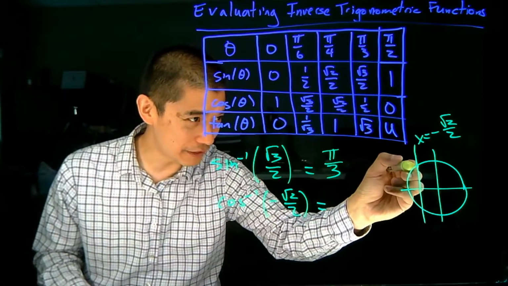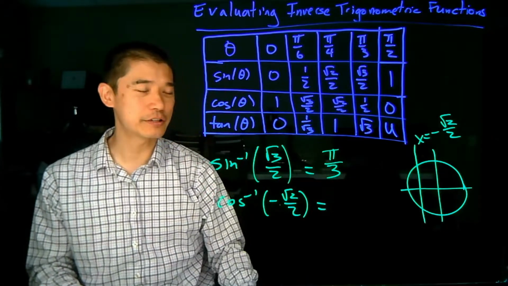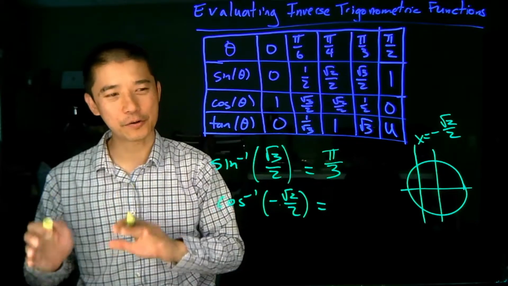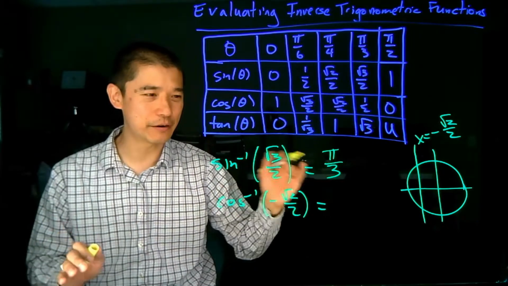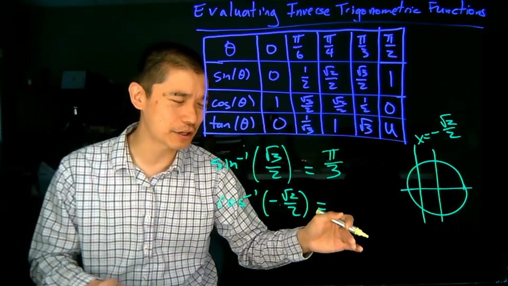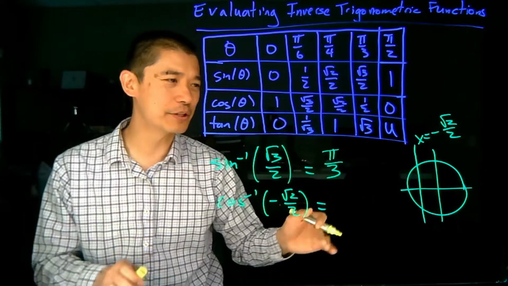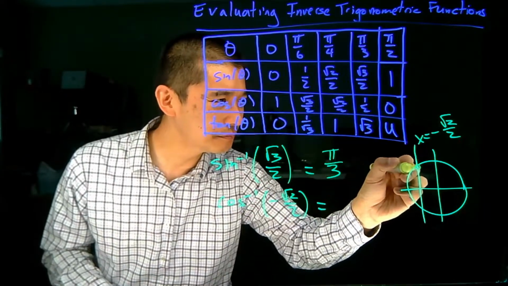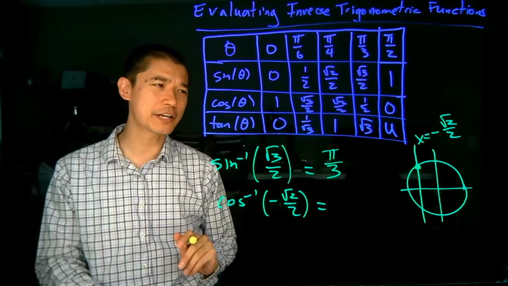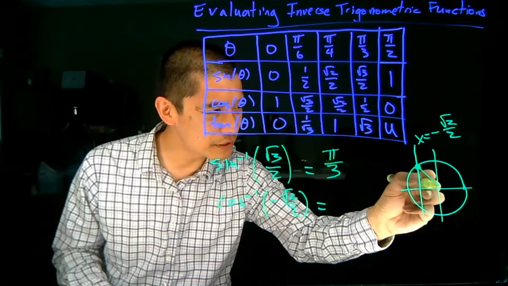Now we have two values. We have one in the second quadrant, one in the third quadrant. And here's where we need to remember that the inverse cosine has a range from 0 to pi. And so we want the value in the second quadrant. The question is, what is this angle?